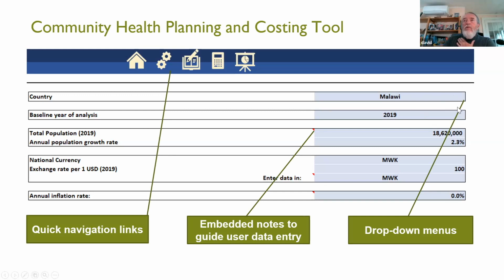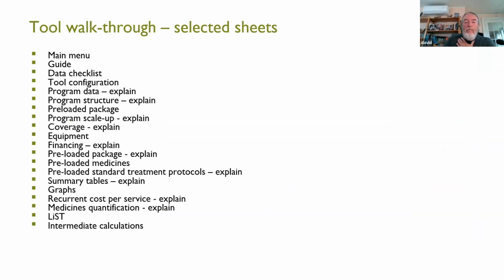So, for example, you can choose from a list of countries. You can choose Malawi, and it will populate with some data like the population and the growth rate from within the tool. So we tried to make this tool as automated as possible to reduce the amount of work that you have to do to use it. But anything in the blue cells can also be overridden by the user.